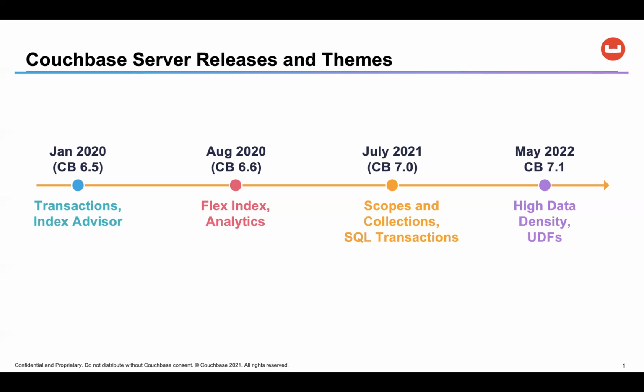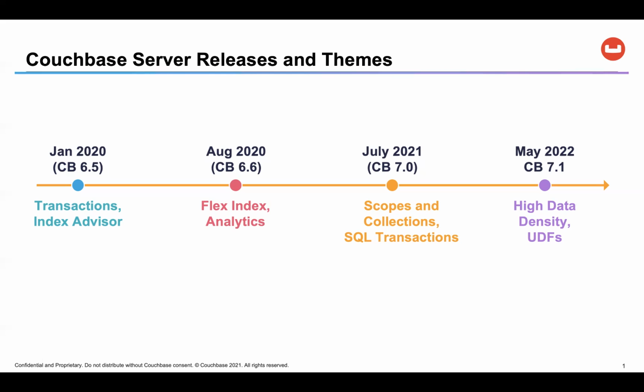So whereas 6.5 transactions were basically bracketing key value operations between begin and commit statements, in 7.0 these are true transactions in SQL. So you can bracket your SQL insert, update, and delete statements in a logical transaction. And we've even included support for checkpointing and rolling back, just like a relational database.